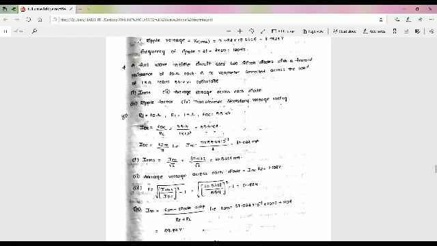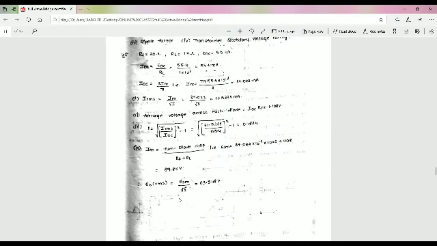The ripple factor is the square root of (IRMS by IDC) whole square minus 1. We get 0.4834. Fourth one: Im equals ESM minus the diode voltage drop, by RF plus RL. We will get 87.87. ERMS equals ESM by root 2, that is equal to 63.548.